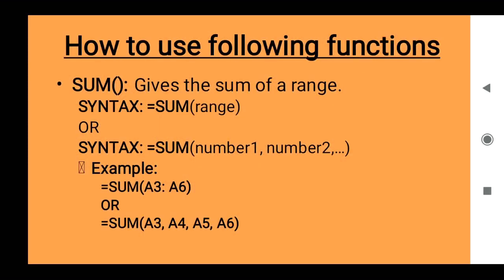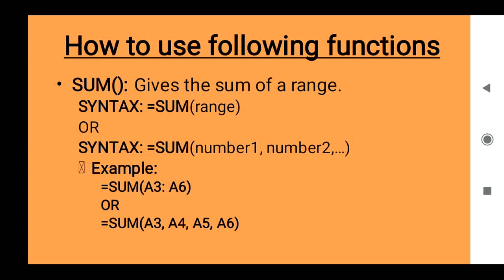Students, we have discussed statistical functions. Here we are going to learn these functions one by one. The first one is sum. Sum gives the sum of a range. Syntax: =SUM(range). What is range? Range means a number of cells. Or the second way, the syntax: =SUM(number1, number2, number3, and so on). So what are the examples of these syntaxes?